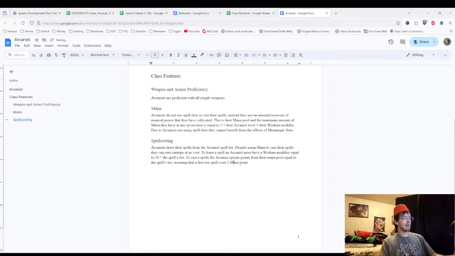I'm going to capitalize mana every time, just because. Meaning that this first tier spell costs 1 mana point. And so on, you get the idea. A second tier spell costs 2 mana points, and so on. Easy stuff. Basically, it's simplified.